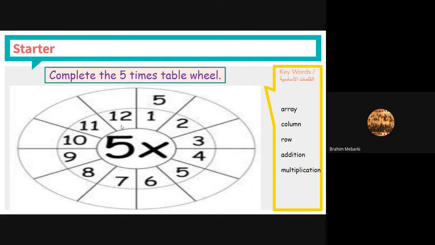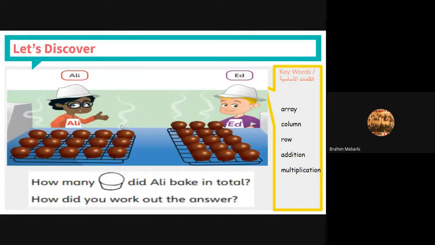So always remember, you can use this 5 times table wheel to remember and memorize the 5 times table, which is the easiest times table. It's very easy. Thank you. Now let's discover our lesson together. Could you please mute your microphones? Okay. Thank you. So let's discover our lesson together.